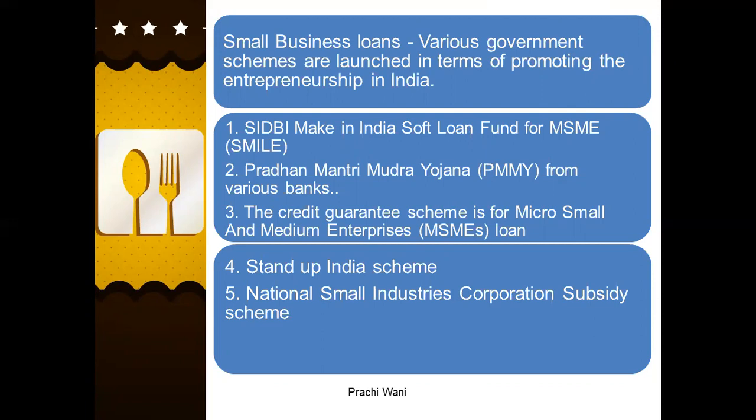The second one, which is pretty famous right now, is Pradhan Mantri Mudra Yojana. This is available from various banks. The third one is the credit guarantee scheme for MSMEs. The fourth one is Stand Up India scheme, and we have National Small Industries Corporation subsidy schemes. I have given links for all these loans in the next slide.